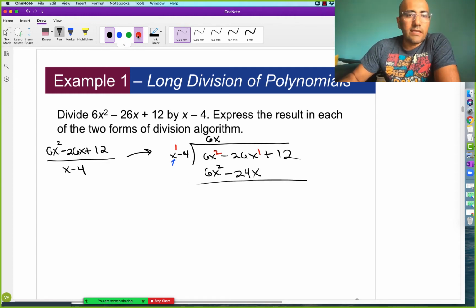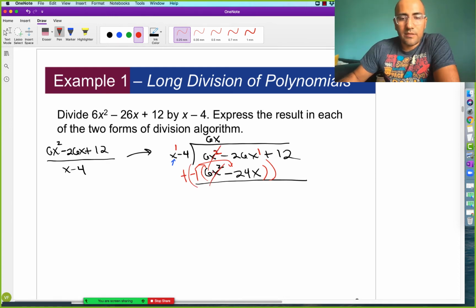Good. The next thing I'm going to do is distribute a negative 1 and then bring it down, and then add down. Right? So I'm going to distribute this minus through here. That's going to give me a minus 6x squared, and I have positive 6x squared minus 6x squared. When I add them down, then they cancel out because they're opposite signs. That's just the way I think of it. If you just want to think about subtracting them, that's fine too.